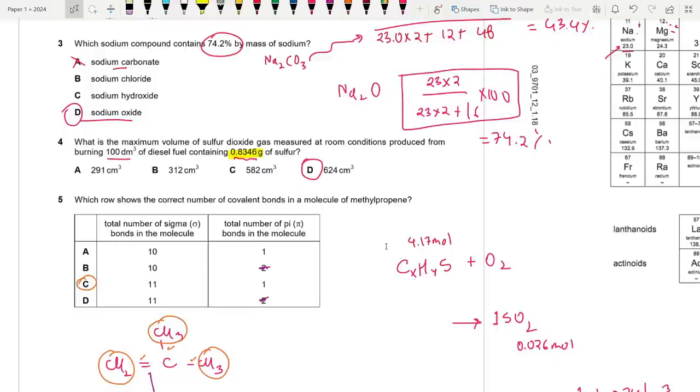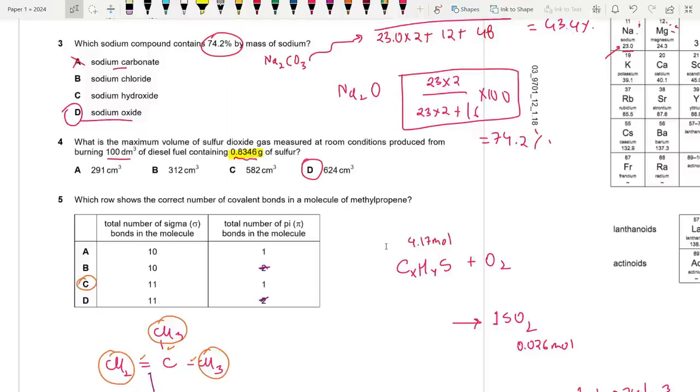So which row shows the correct number of covalent bonds in a molecule of methyl propene? I actually wanted to start working out before, but I never had the time. You guys should work out too. It actually helps you sleep better, improves mental health, I guess.